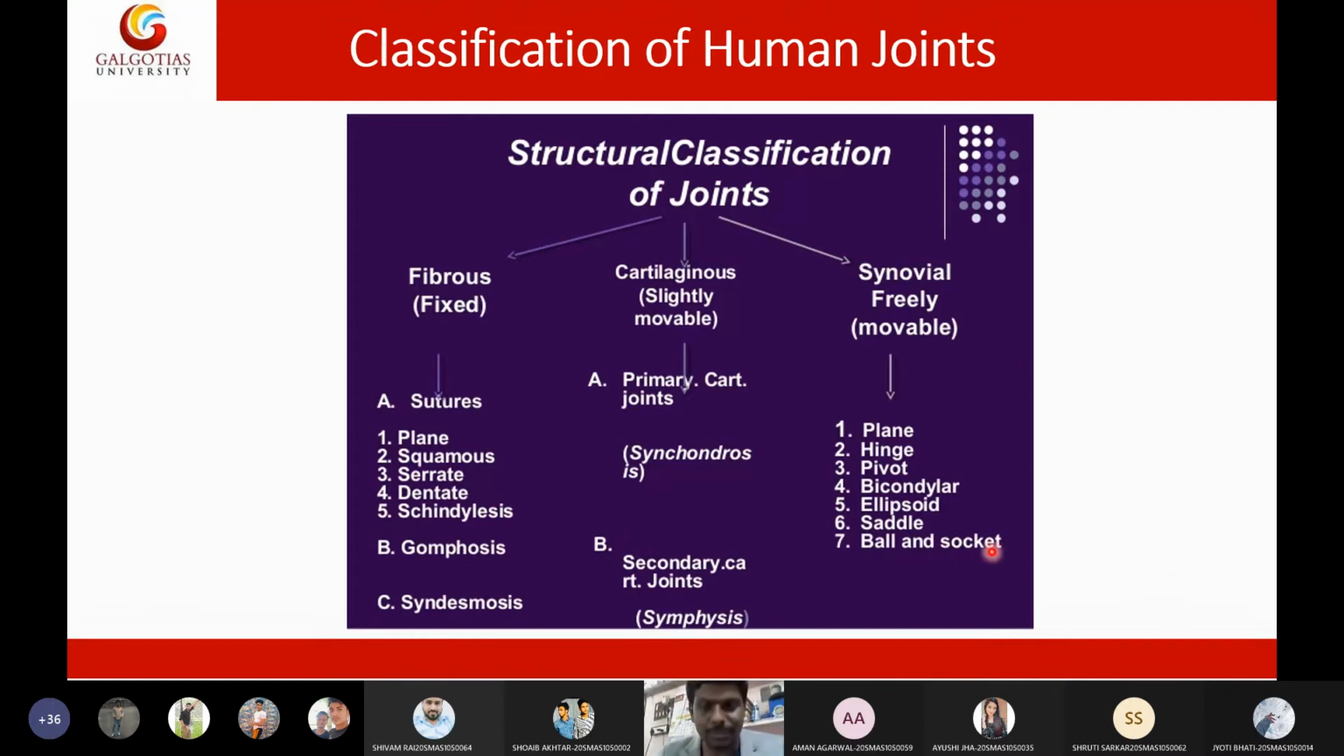Typically, ball and socket is one type of synovial joint. Similarly, we have many types of synovial joints. We have plane, hinge, pivotal, bicondylar, ellipsoidal, saddle, and ball and socket joints. I need to discuss each of these synovial joints. They are freely mobile joints.